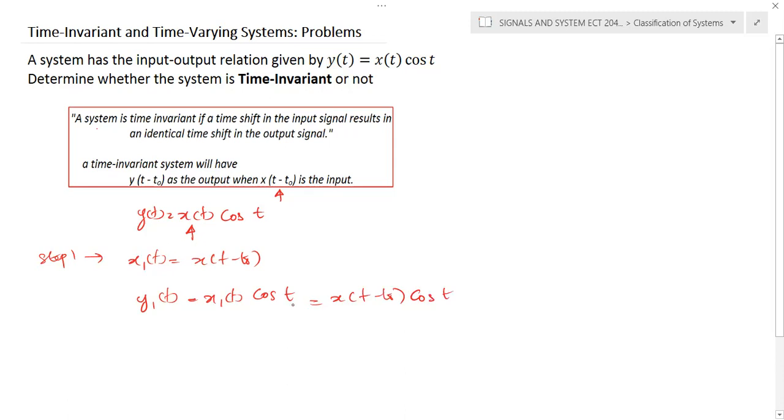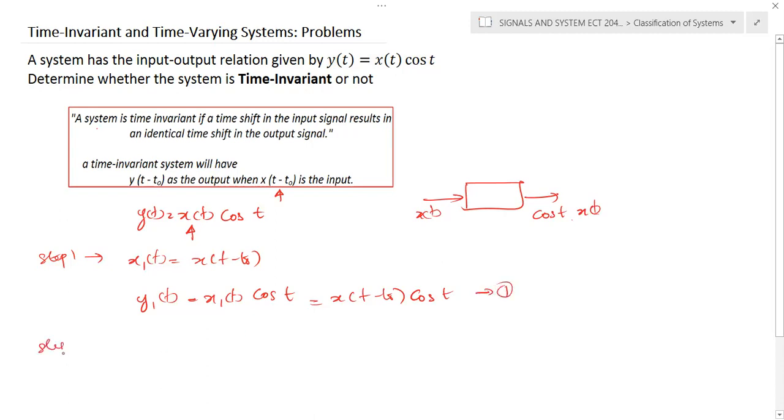So we don't want to change this t, because if you apply any signal x of t, output will be simply the product of cos t into x of t. So x of t is the input. Cos t is a factor which is provided by the system. Now we are shifting the input signal, means we are shifting x of t. So there is no change for cos t. This is equation number 1.